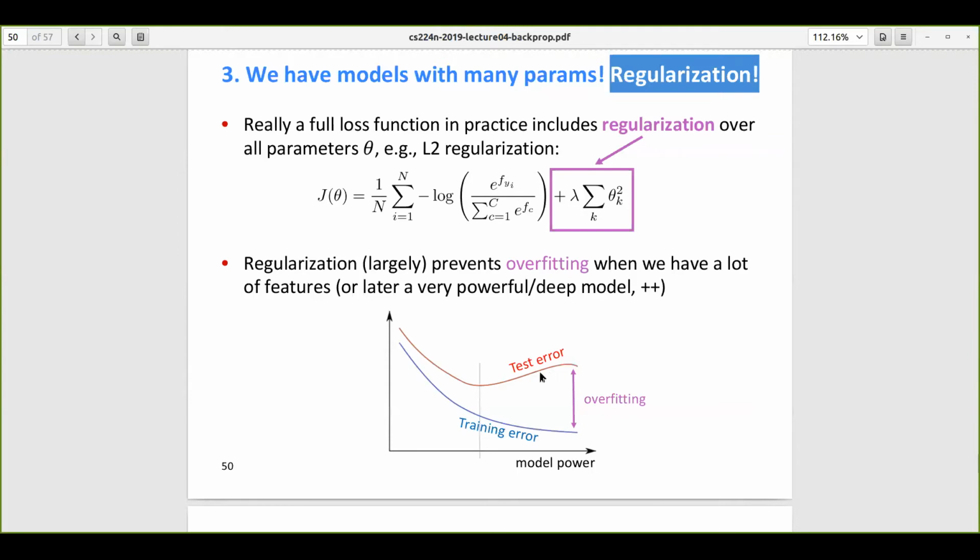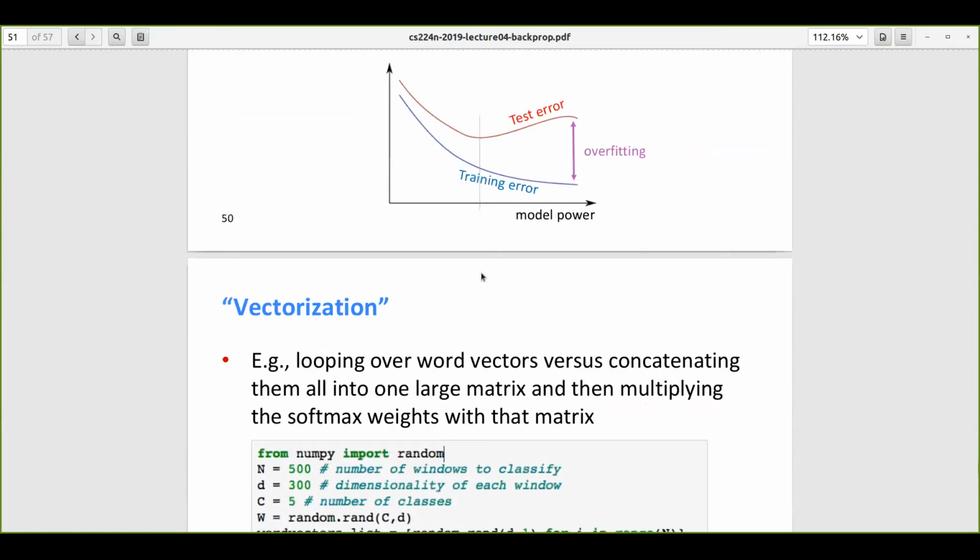Overfitting is where the error on test data is much more than the training error. So to avoid that, we can add regularization, which tries to prevent overfitting.